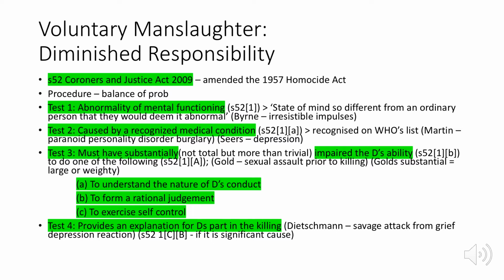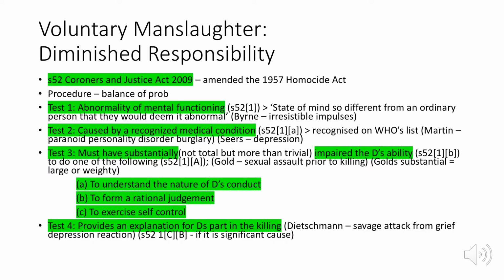Now, test 1 for DR is that the D must have an abnormality of mental functioning. This is a state of mind so different from an ordinary person that they would deem it abnormal. Good case for that is Byrne. Test 2 is that it was caused by a recognised medical condition. This could be recognised on WHO's list.